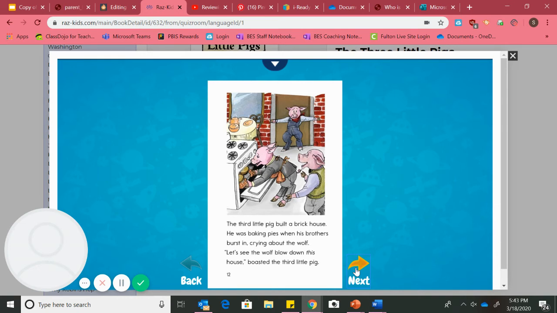Ooh, boasted. What does boasted mean? I think, using my context clues, boasted might mean he bragged, because he said, let's see the wolf blow down this house. So he was bragging, like, I know the wolf is not going to be able to blow my house down.